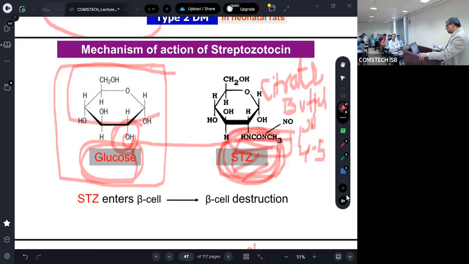Okay. So initially, all the rats are normoglycemic. You are giving streptozotocin. There is a rapid destruction of beta cells. If there is rapid destruction of beta cells, then will the glucose level be high or low?